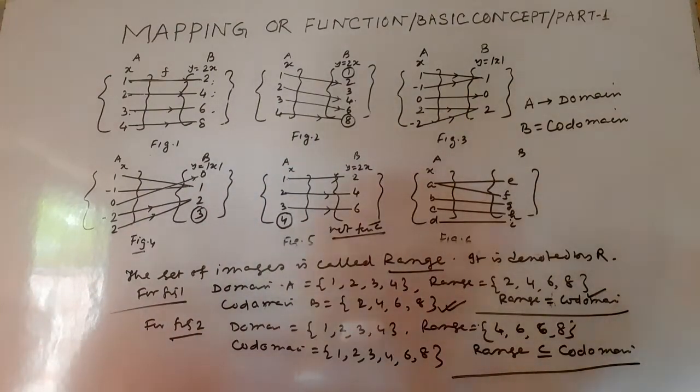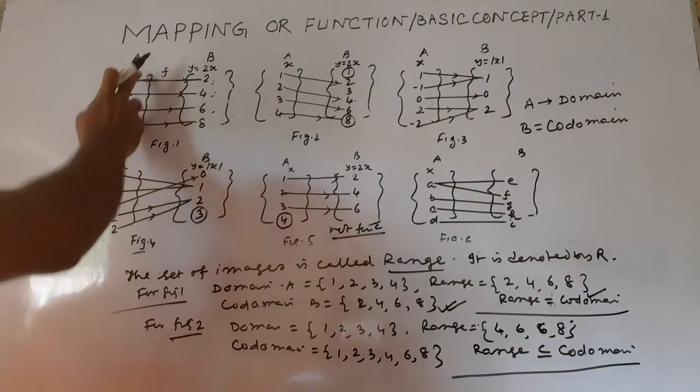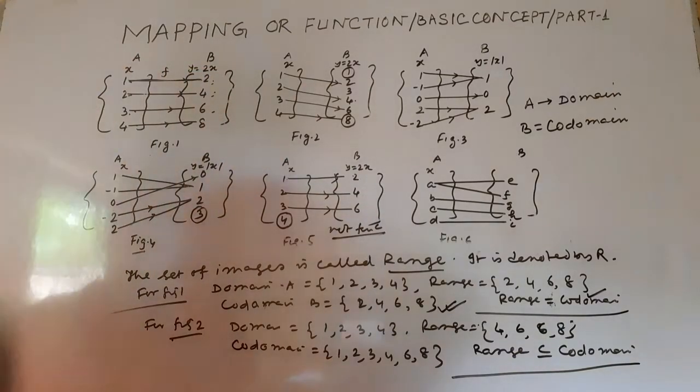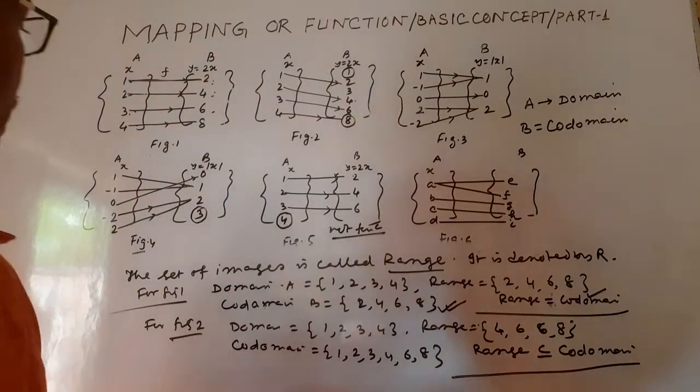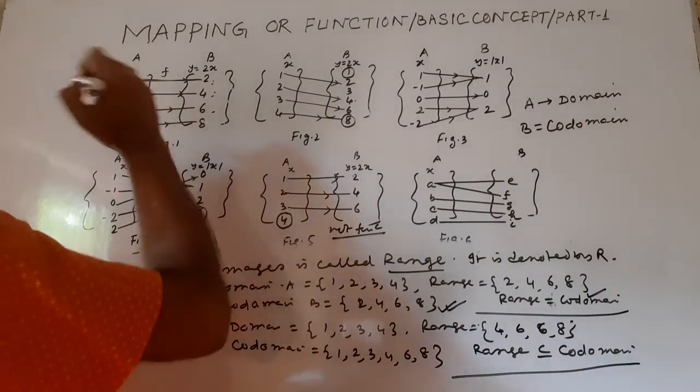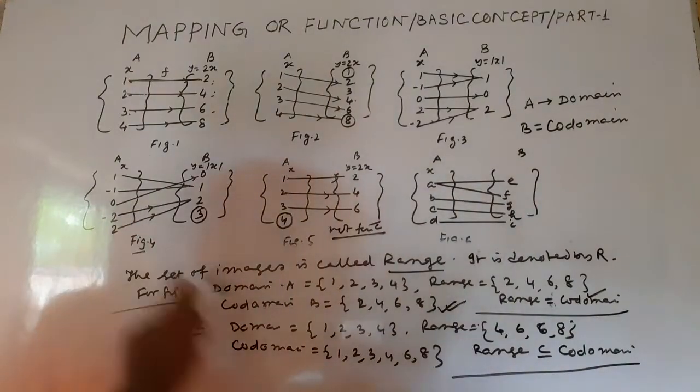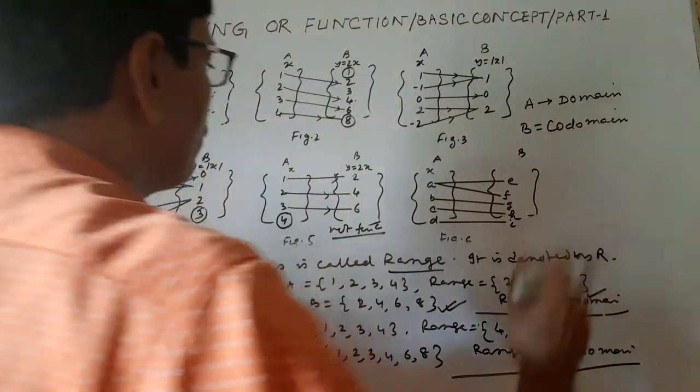So look, for figure 1, for each x belongs to A, there exists a unique y equals to f(x) belongs to B. So figure 1 is a function. Now here, range equals to codomain.